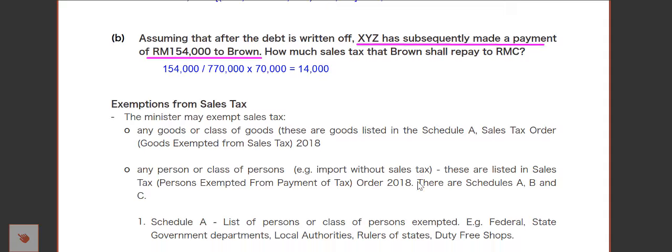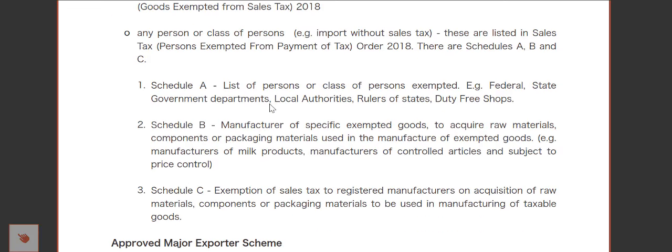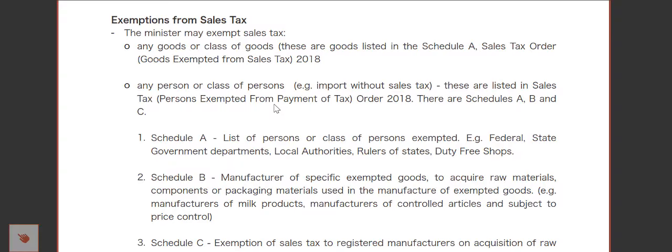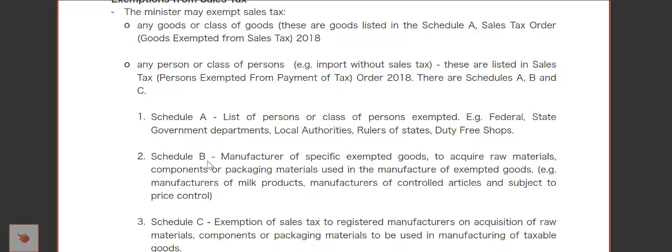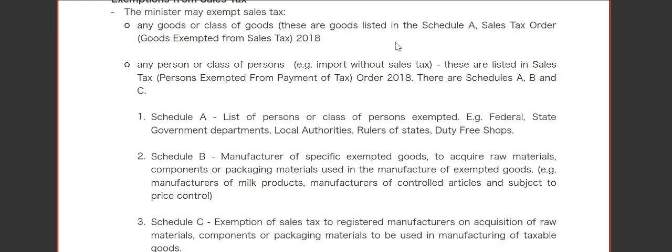Okay, what kind of exemption do you have for sales tax? So we're not going to go through the whole thing here, but it's just to roughly let you know that there are exemptions. So these are the things that exemptions are in. There are many categories. First we have these goods or the class of goods which are listed in Schedule A, that they are exempted from sales tax, so they're not going to have sales tax.